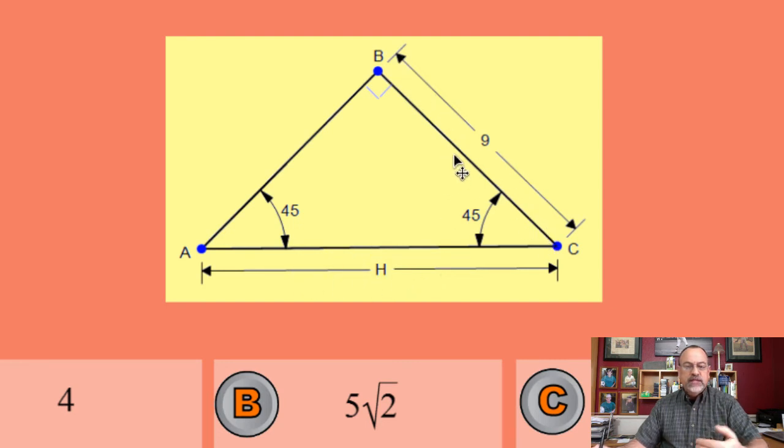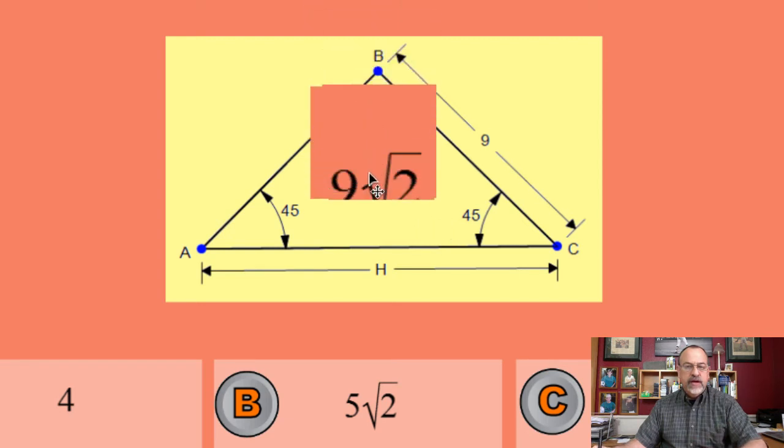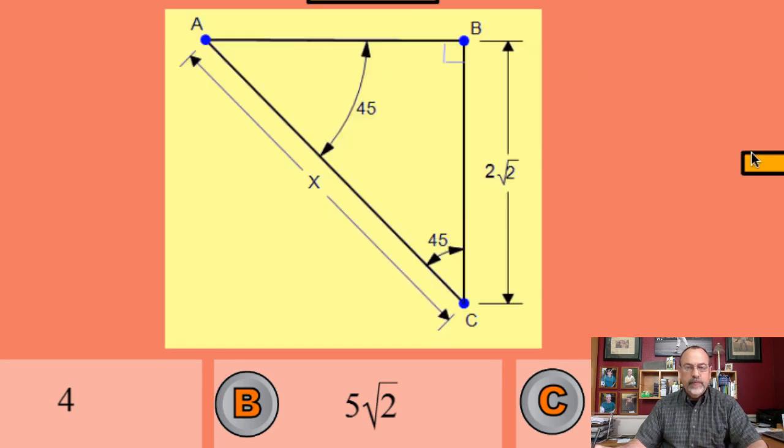The value of 9 is the length of one leg, and so the hypotenuse is going to be this leg, 9, times the square root of 2. And so the length of the hypotenuse in this case would be 9 square root of 2. Again, simply multiplying that by the square root of 2.